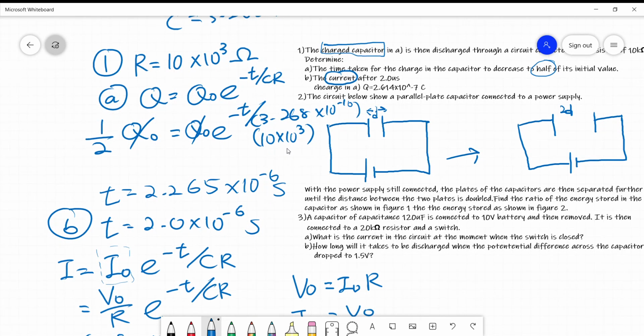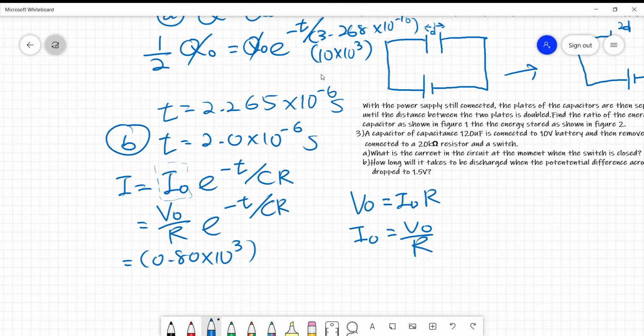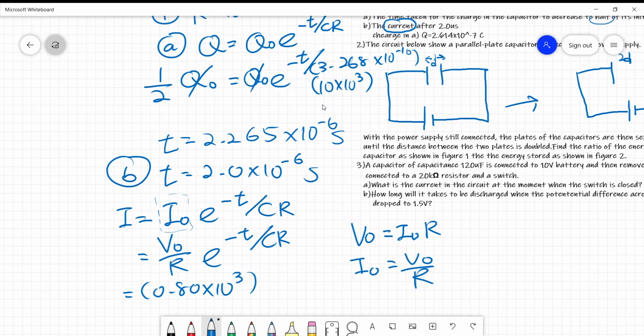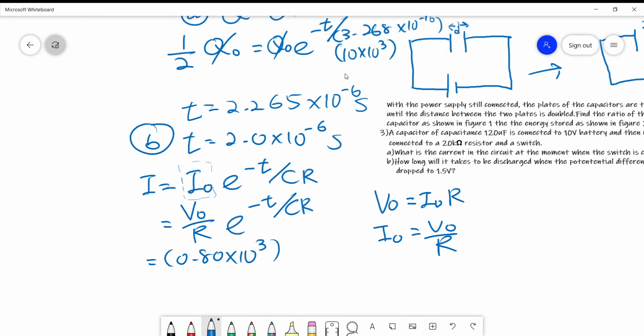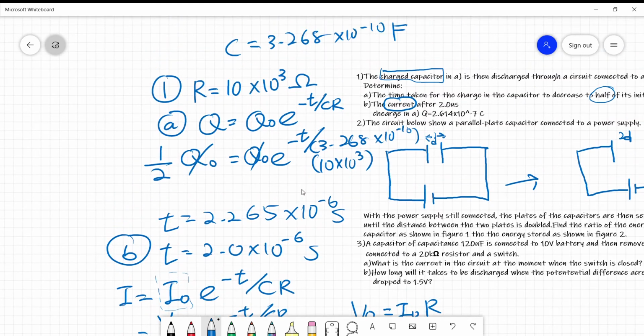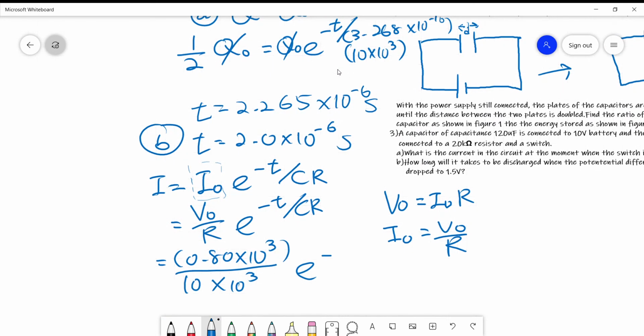From here, I just briefly observe from my book. The initial potential difference will be 0.8 times 10 to the power of 3 volts. The resistance is 10 times 10 to the power of 3. The t given here is 2.0 times 10 to the power of negative 6. Let me just erase this one.